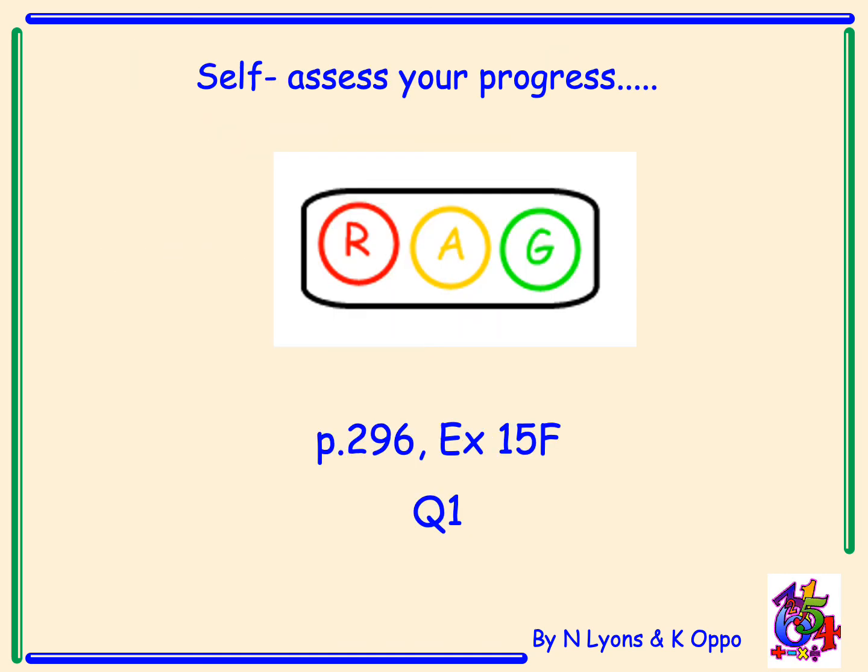Right, so self-assess your progress. How did you get on today? Red, amber or green? Remember, if you're red and you're really not coping, you need to speak to somebody as soon as you can. Amber, why not try some more questions? Page 296 in your textbook, exercise 15F. Try just question 1, just to boost your confidence. It won't harm you either if you're on green and you think you're brilliant. Let's try some harder ones out of your textbook. You'll also do some harder ones in class.